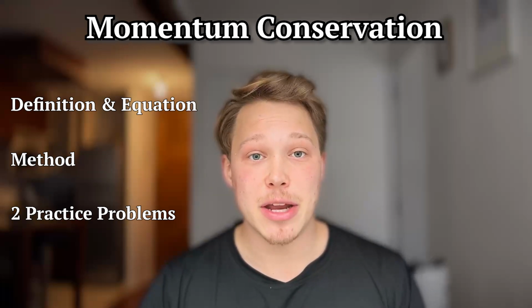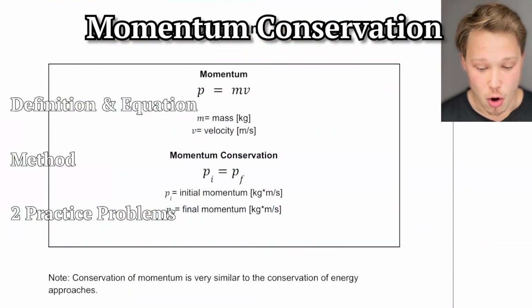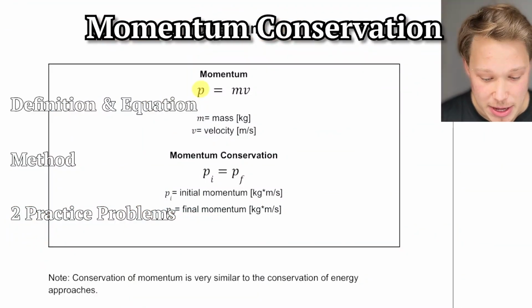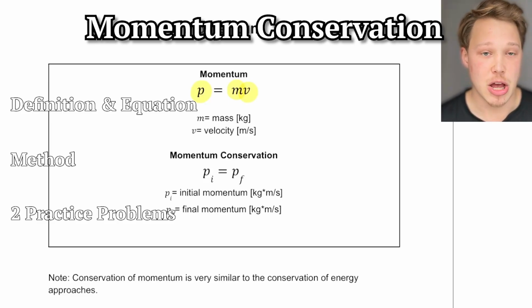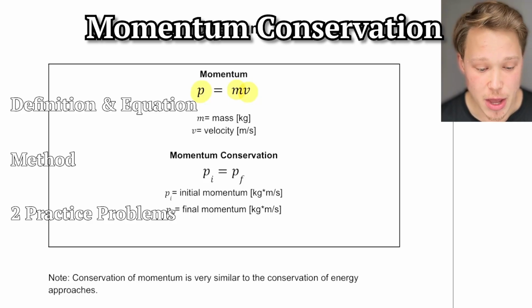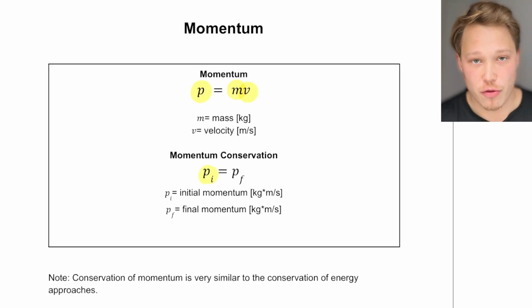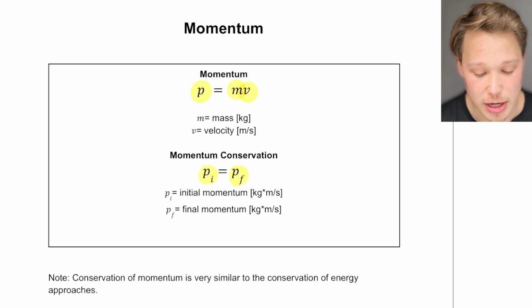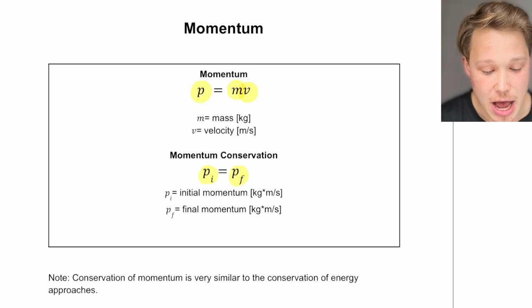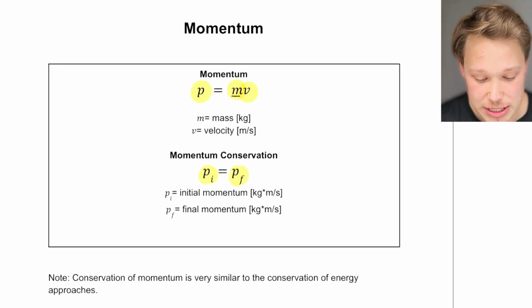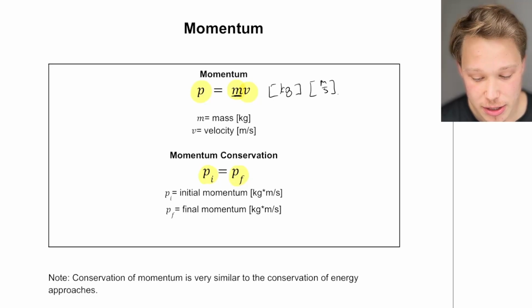Let's firstly start by examining the formula for momentum. Over here, we have that momentum P is equal to mass in kilograms times velocity in meters per second. So momentum is simply mass times velocity. Momentum conservation is similar to the energy conservation statement. It says that the initial momentum of a given object is equal to the final momentum of the object. Momentum doesn't have a special unit, so since it's mass in kilograms multiplied by velocity in meters per second, its units are simply kilogram meters per second.